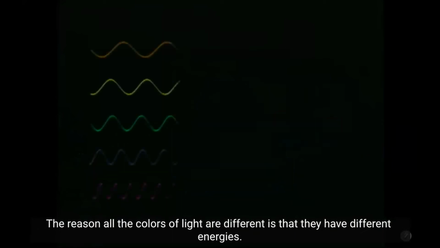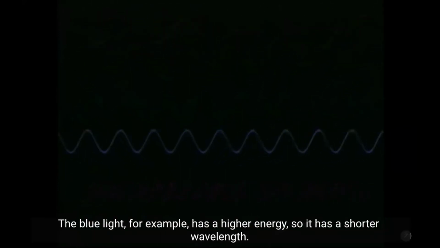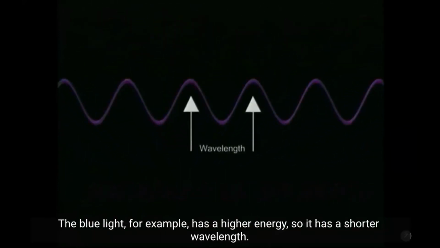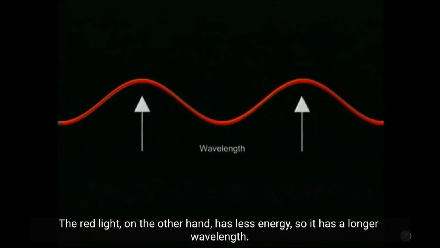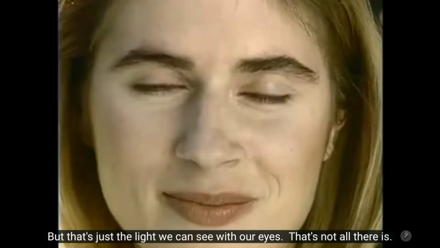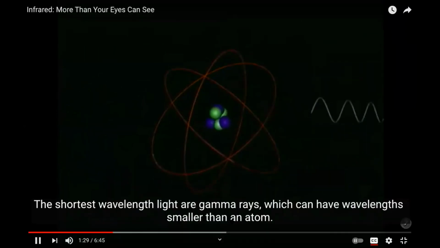The reason all the colors of light are different is that they have different energies. And what you see here is that the light has different wavelengths. The blue light, for example, has a higher energy, so it has a shorter wavelength. The red light, on the other hand, has less energy, so it has a longer wavelength. But that's just the light we can see with our eyes. That's not all there is. The shortest wavelength light are gamma rays, which can have wavelengths smaller than an atom.